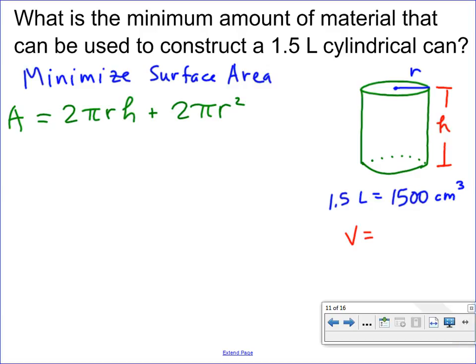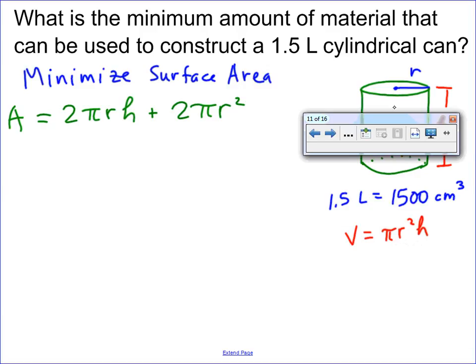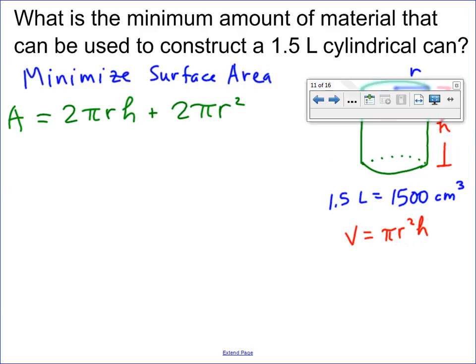So my volume V of a right circular cylinder is given by base area times height, so pi r squared h is my volume, right? That's not to be confused with my surface area. This is different. This is my volume. And I know that 1,500 must equal pi r squared h.